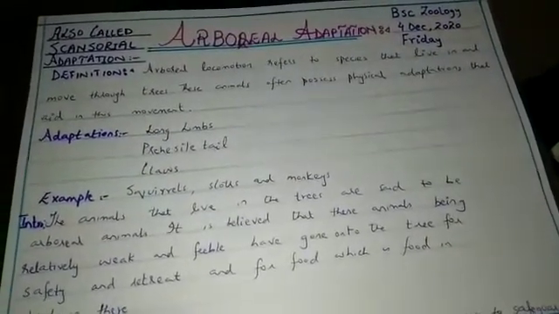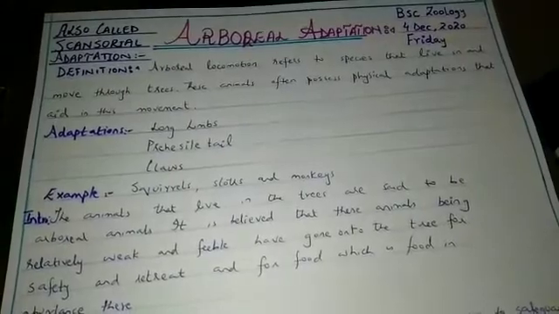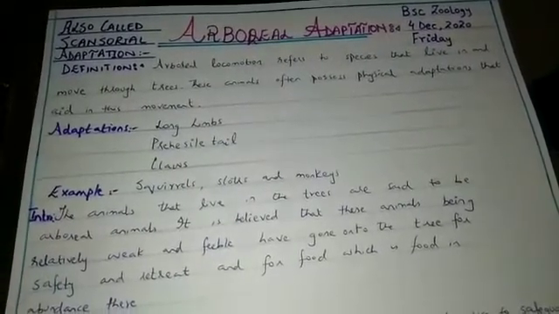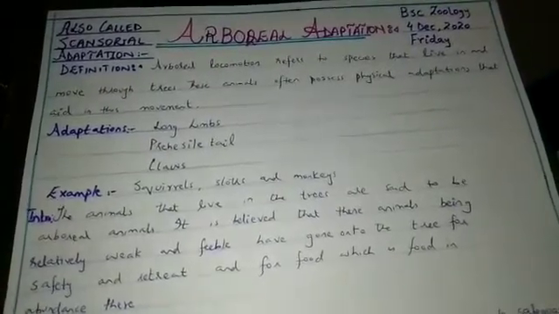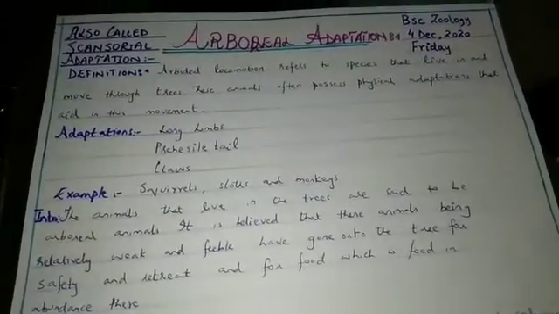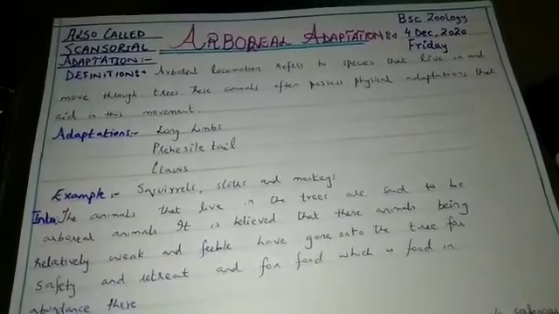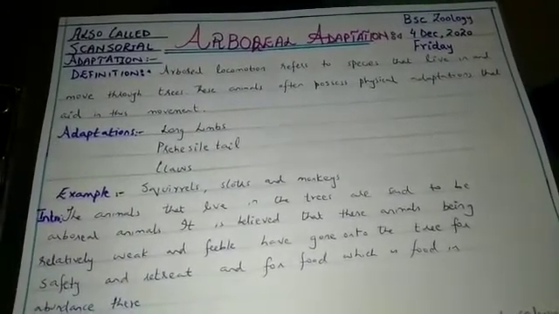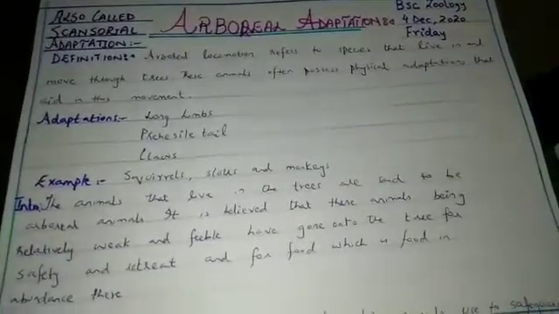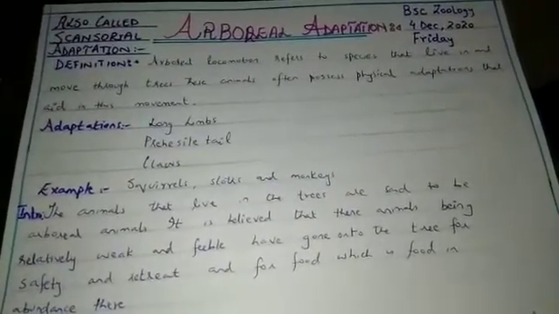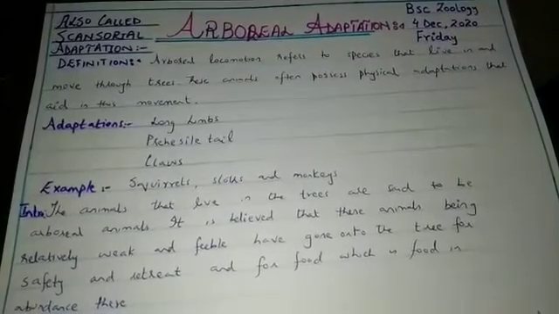So the adaptations which are taking place in their body, the modification which is taking place inside their body is they have long limbs, they have prehensile tail, and they have claws, right? So they move from one branch to other. They have long limbs, they have strong limbs, they have strong muscles. They move from one branch to other branch.